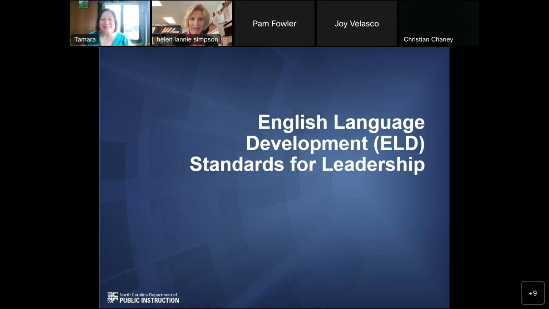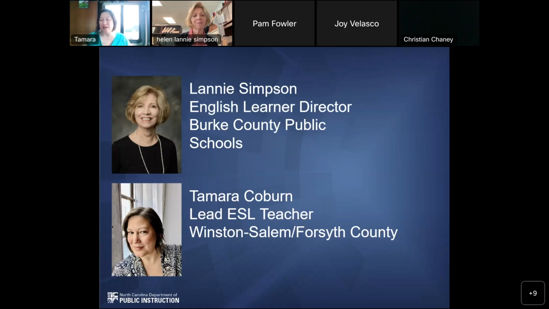And our session today is on English language development standards for leadership. So we're wanting to take a more data-centric approach to what's happening with the ELD standards.